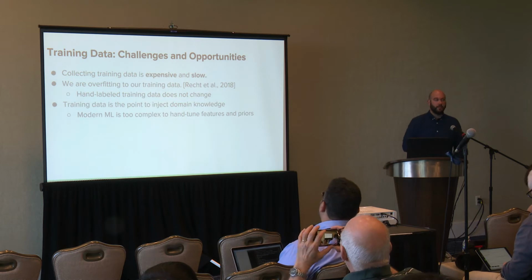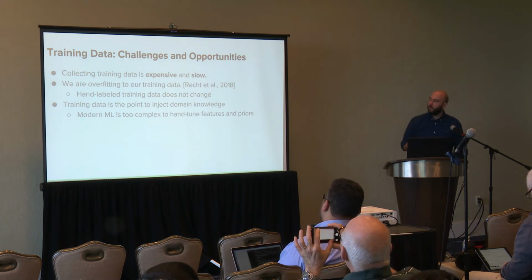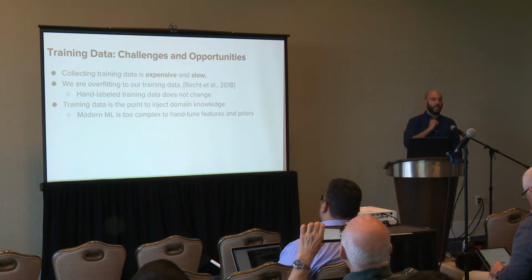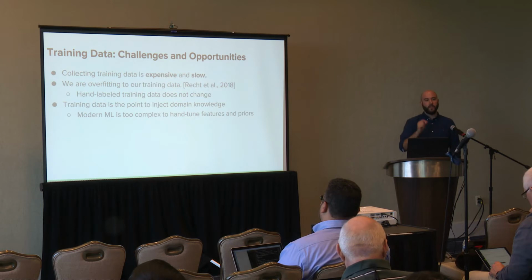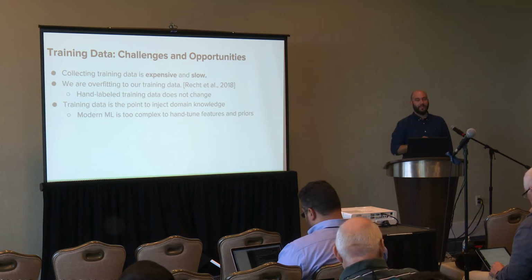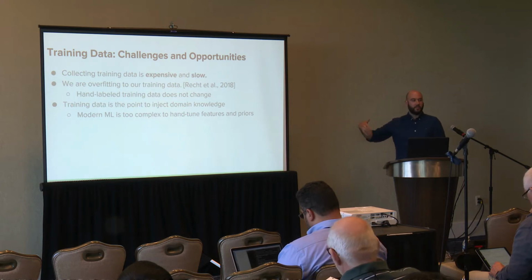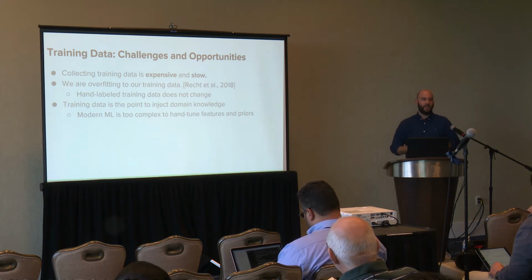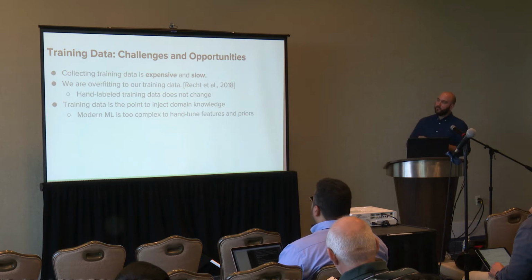The other problem, and in fact, there is this very recent paper by Ben Recht that came out on arXiv, and it's a very interesting read, is that the moment we start labeling data, we're actually overfitting to our hand-labeled examples. He talks about CIFAR-10 and how the different models, the moment you collect new images that are in the same family of the CIFAR-10 images, your models do not generalize. So hand-labeled training data do not change.